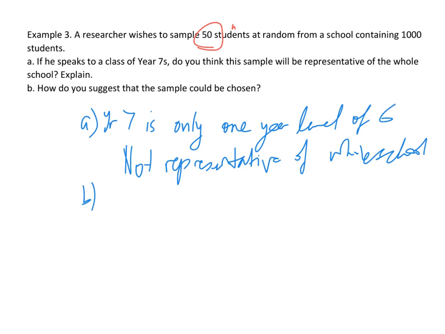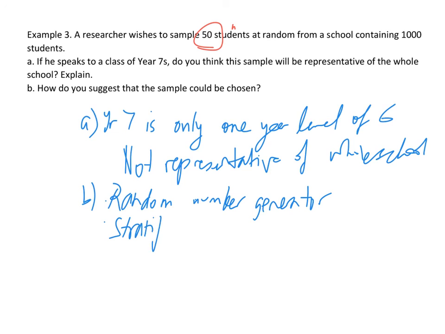How could you suggest that the sample could be chosen? You could choose random numbers, or random number generators would be a good one. Or you could use stratified random sampling, which means that you would choose the correct proportion of students from different year levels, depending on how big their year level was.